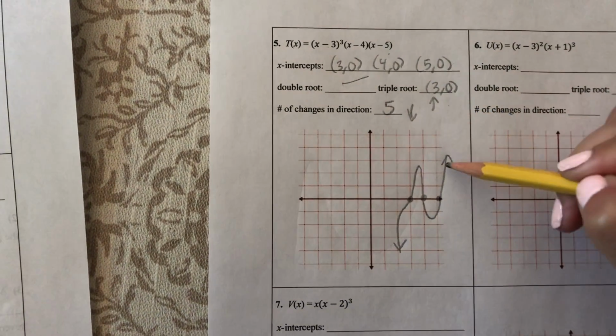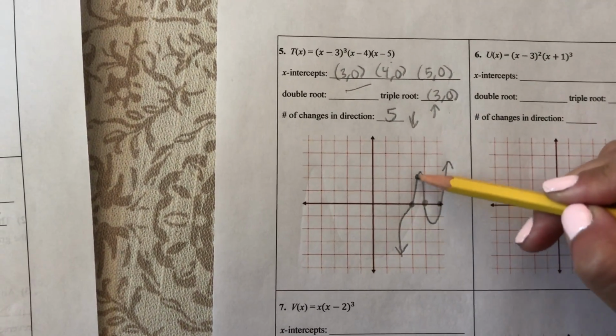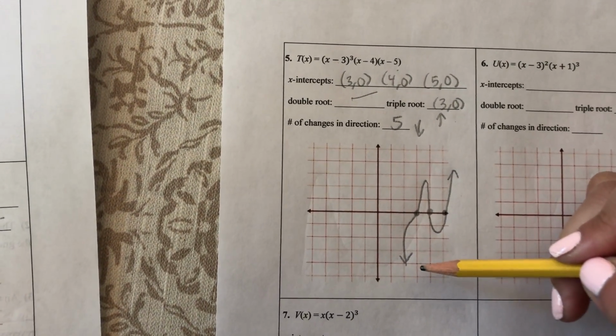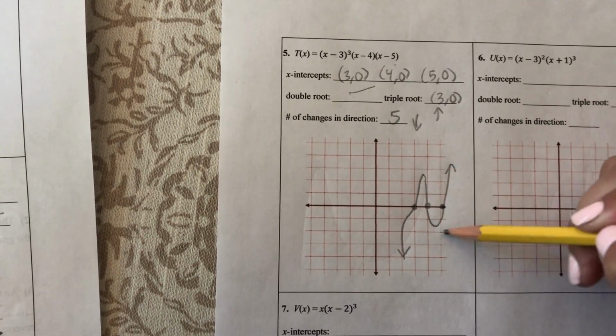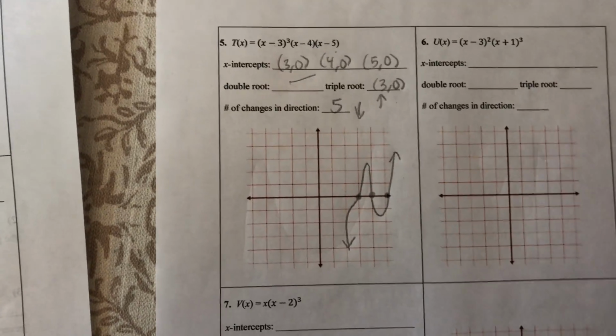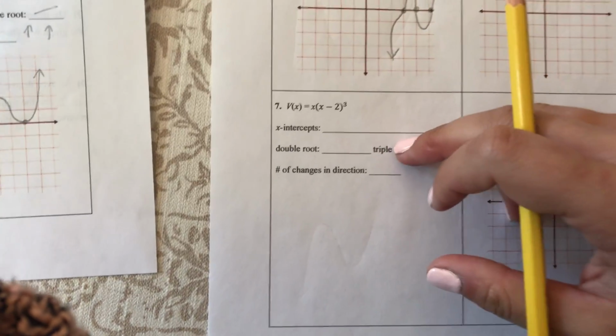And my right arrow should end up pointing up, which it does. So S shape, through. How many changes in direction do I have? Up, steady, up, down, up. That counts as 5. One more together, and then you're going to try this one on your own.